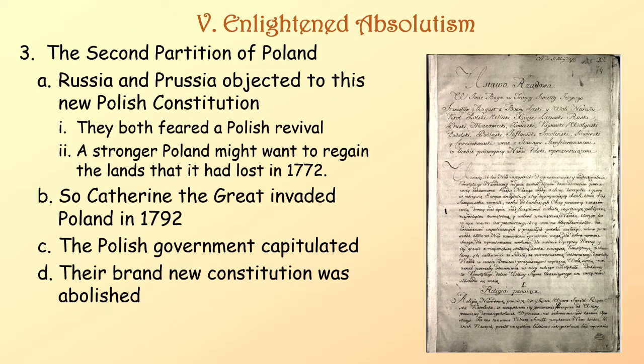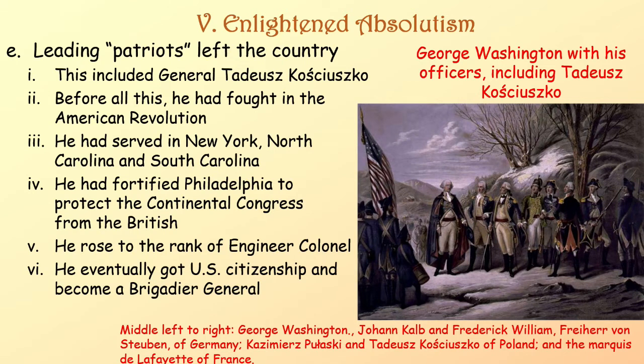All of which brings us directly to the second partition of Poland. Russia and Prussia objected to this new Polish constitution. Both of them feared a Polish revival, and a stronger Poland might want to regain the lands it had lost back in 1772. So Catherine the Great invaded Poland in 1792. The Polish government capitulated, and their brand new constitution was abolished. But it didn't end there.